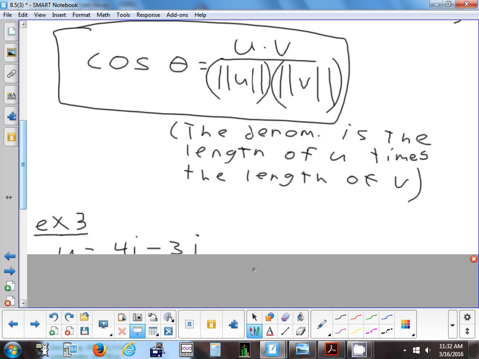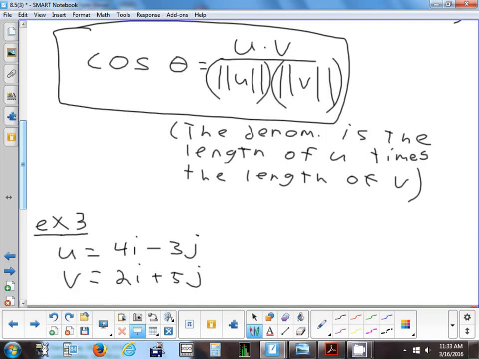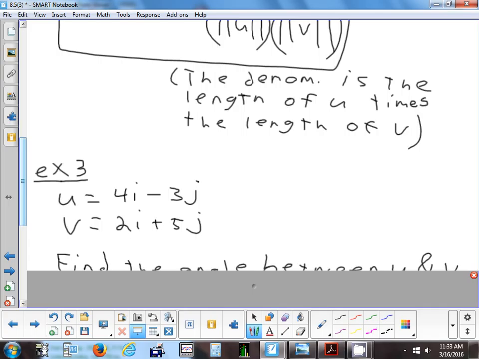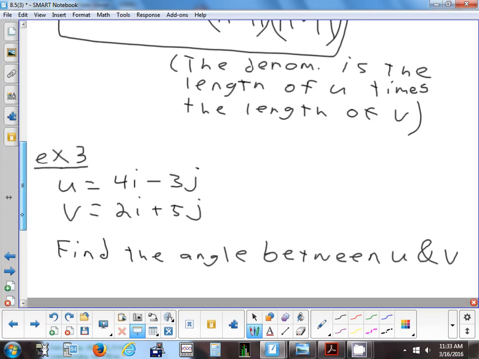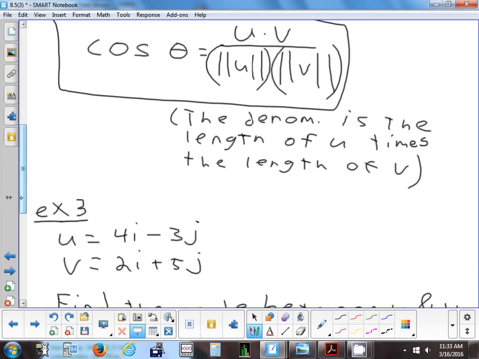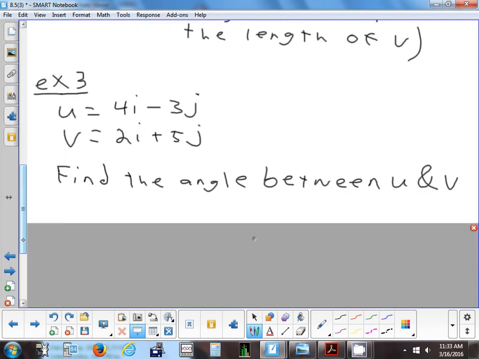Okay, so let's try finding the angle between these two vectors. What are the three things I need to find in order to get the angle between these two vectors? Find the magnitude of u and v. And what else? Yep, the dot product of u and v. Yes, we need the dot product, and that's it. Just find those three things. So, all things we've done before.